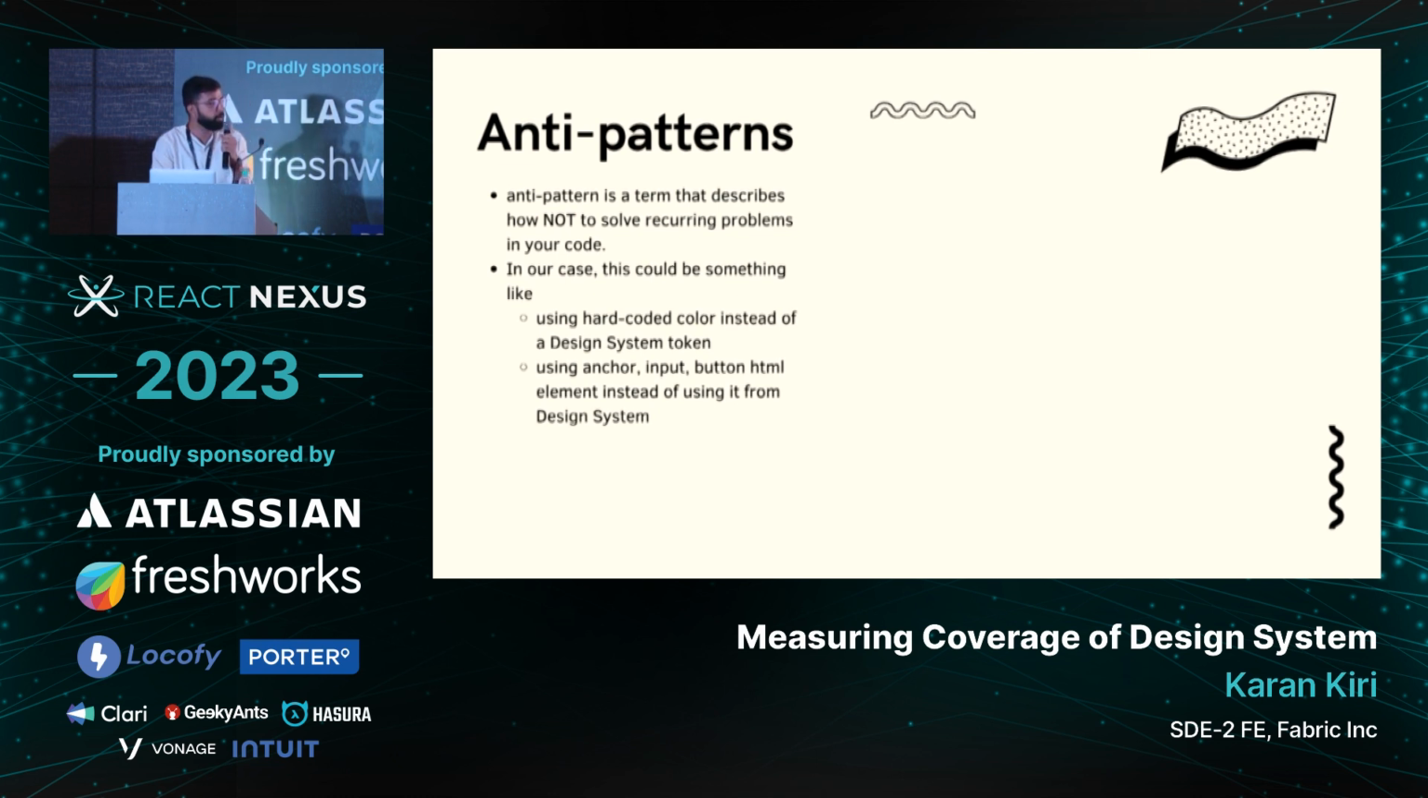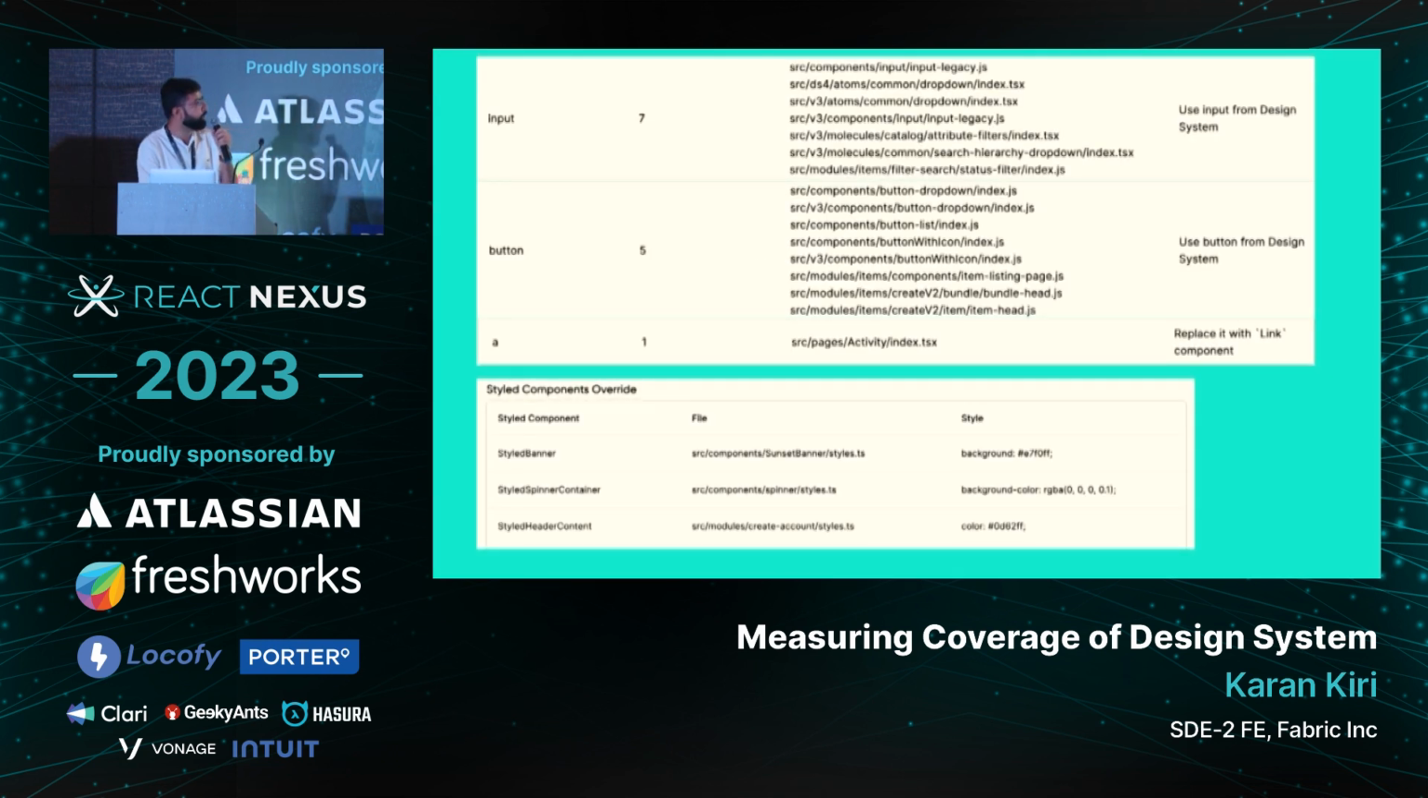Like you shouldn't be using hard-coded colors. Instead you should be using design tokens. And you shouldn't be using an anchor tag or input. You should use a link component or an input component from your design system. So using all the data, we were able to display it in the dashboard that we built, and we asked teams to take corrective measures, like use the button from the design system, or don't use hard-coded colors, use design tokens.